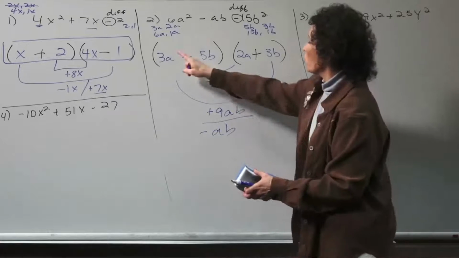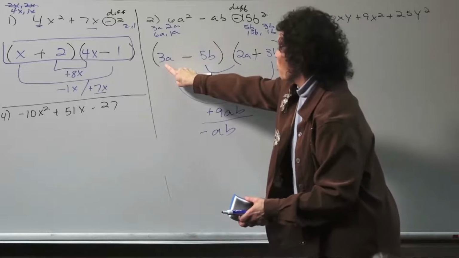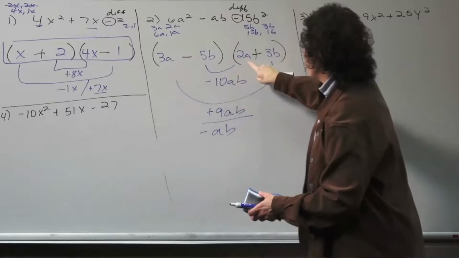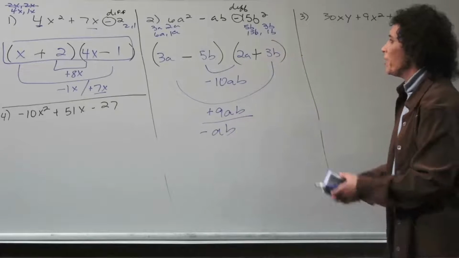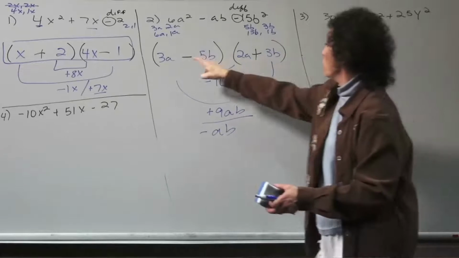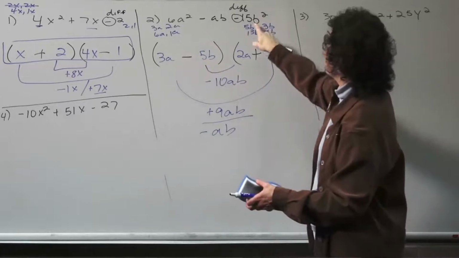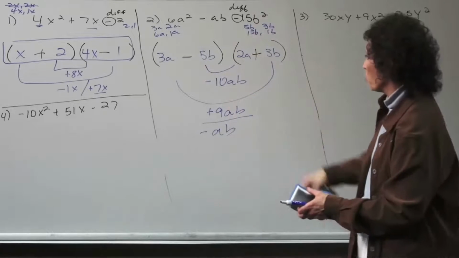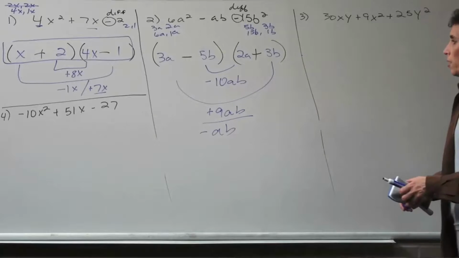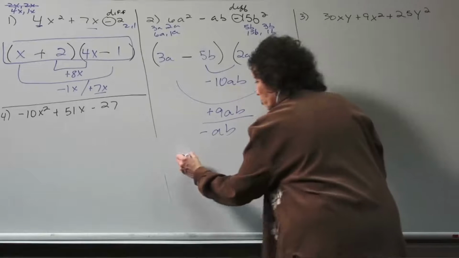Okay? It's the product of the quantity 3a minus 5b times the quantity 2a plus 3b, and it's a done deal. Because 3 and 2 give you the 6, 5b and 3b give you the 15b squared, and we get our middle term. So it's a done deal. Okay, so final answer.